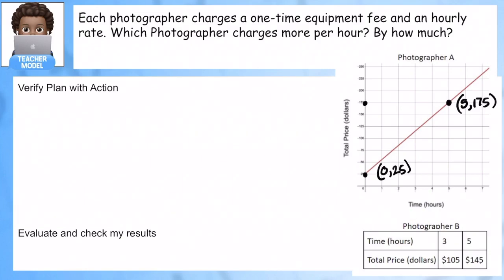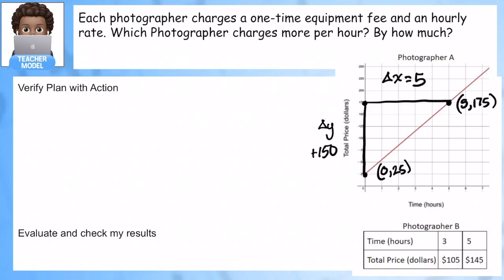And I'm using that to create my triangle, which is going to tell me, going up and down first, change in y, and change in x. So my change in y is going from 25 to 175, so that's a difference of 150. It's going up 150, so that's positive. And my change in x is going from 0 to 5. So my change in x is just 5.